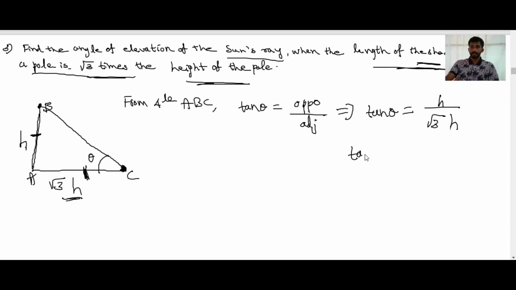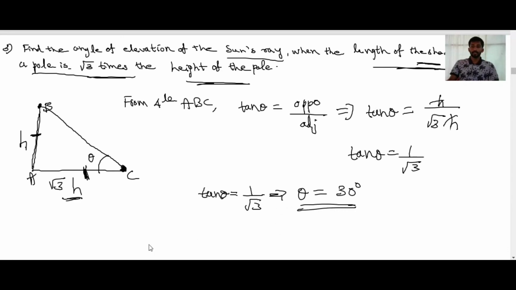Okay. Tan theta is equal to H by root 3H, and H gets cancelled. Numerator 1 is there, right? You'll get 1 by root 3. Now see, tan theta is equal to 1 by root 3. This implies, what is theta? Theta is equal to 30 degree. Yes or no? Tan 30 degree equal to 1 by root 3. Therefore, theta equal to 30 degree.